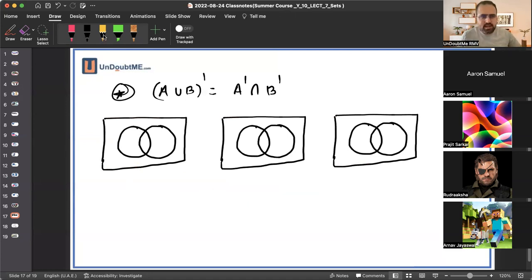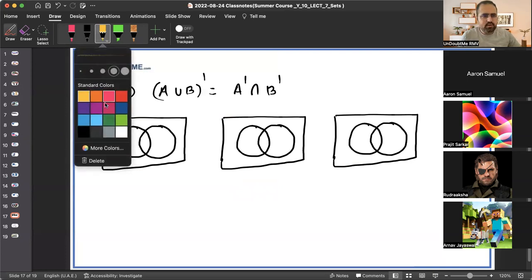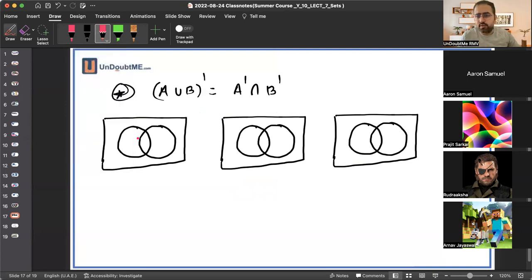A union B dash, we have seen it before also. So I'm expecting that all of you know which part will be shaded. A union B dash will be everything except A union B. So you have to shade the exterior part of these two circles. This will be A union B dash.